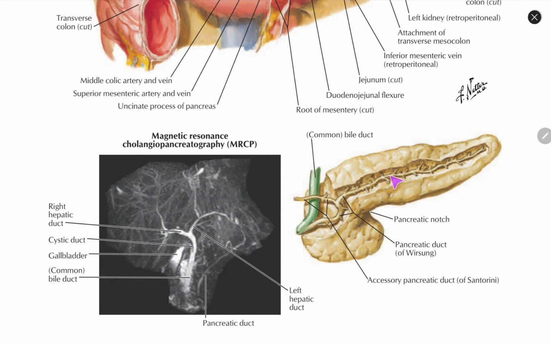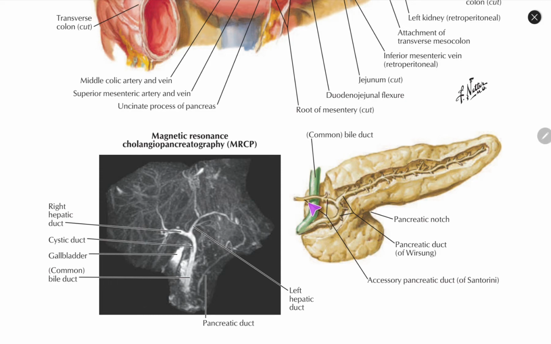It receives many small tributaries. You can see that it is receiving many small tributaries joining at acute angle, showing a V-shaped pattern. That is called a herringbone pattern. Within the head of the pancreas, the pancreatic duct is related to the bile duct. The two ducts enter the second part of the duodenum and join to form the hepatopancreatic duct through the ampulla of Vater.